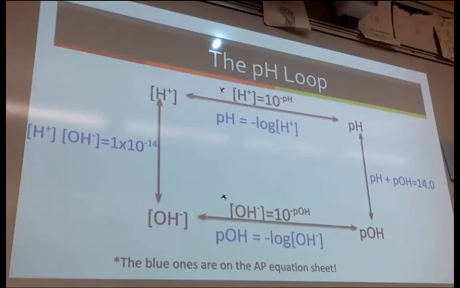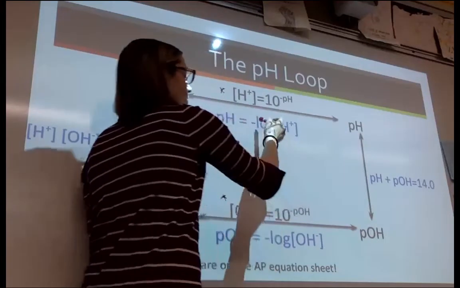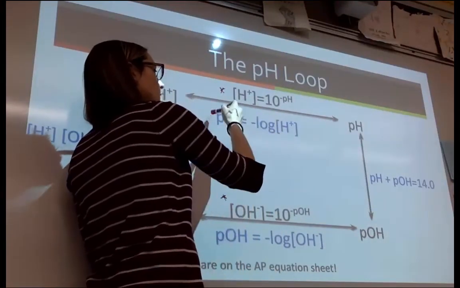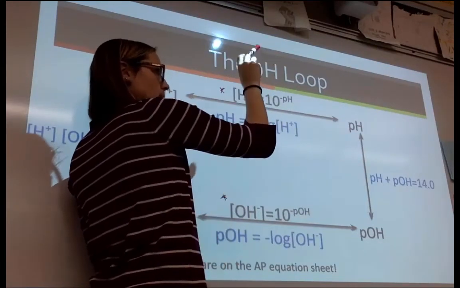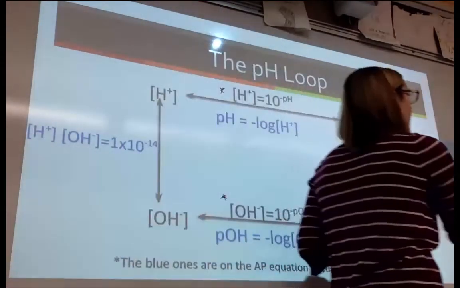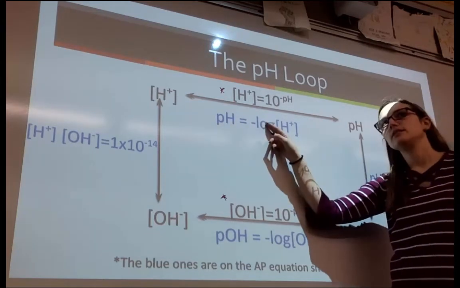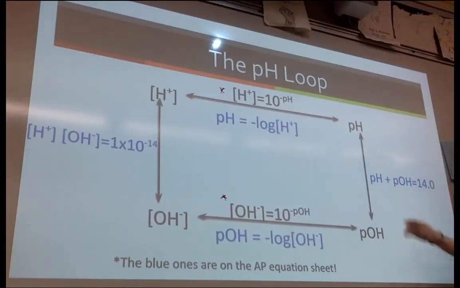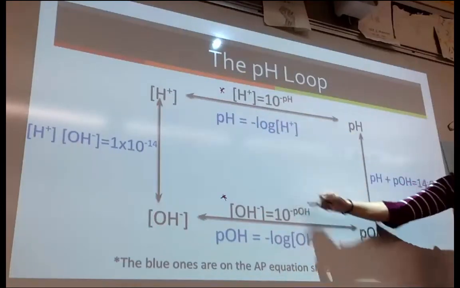You need to know how to go backwards. Inverse log is 10 to the power. So if you want to go backwards here, you multiply the negative 1 over, and to get rid of log, you use 10 to the power. Kind of like ln, the opposite was e. If you look in your calculator, second log is 10 to the x. That's how we can undo a logarithm. So all of these in blue are on your equation sheet. However, these two that are not are still important.